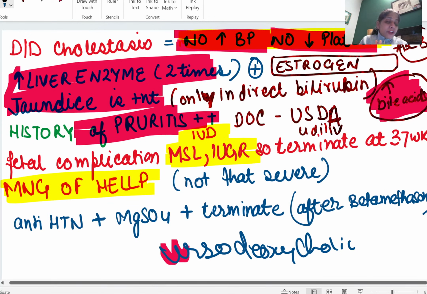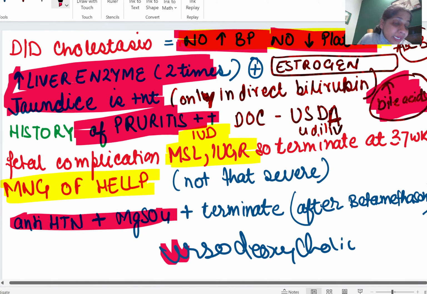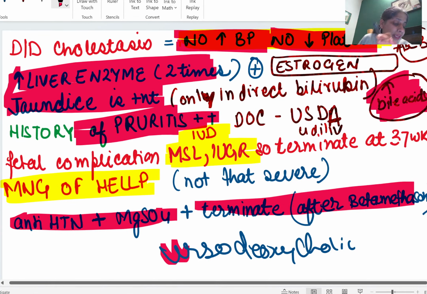What is the management of HELP? Yes. The management of HELP is antihypertensives and magnesium sulfate, and terminate after betamethasone if it is very premature, because HELP is not an emergency like cerebral hypoxia. So we can wait till 48 hours of betamethasone. In HELP we can wait till 48 hours. Okay. Now I have completed all the managements.